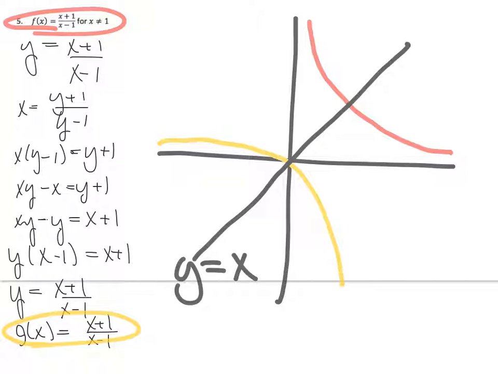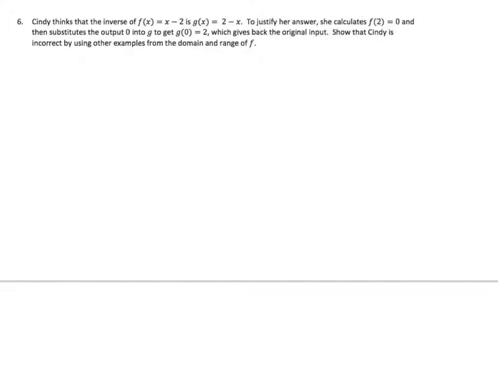Cool. All right, let's talk about it a little bit more. We have another problem. Cindy thinks that the inverse of f of x equals x minus 2 is g of x equals 2 minus x. That was sloppy.